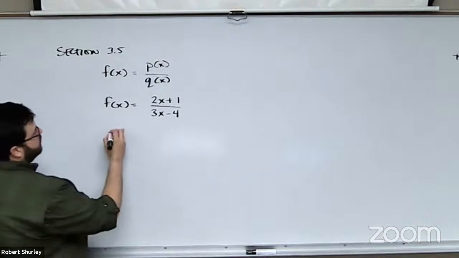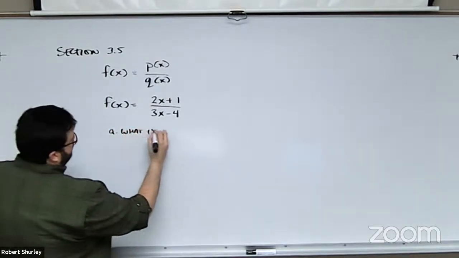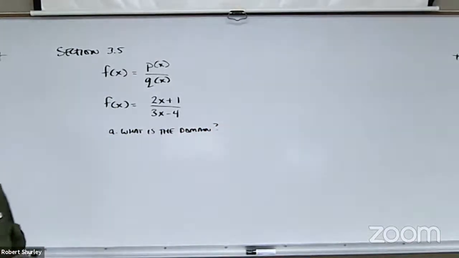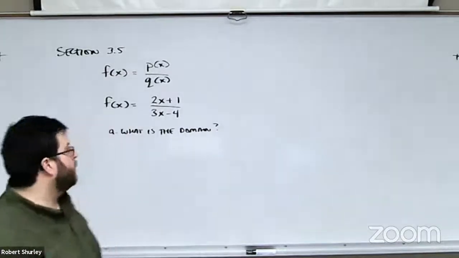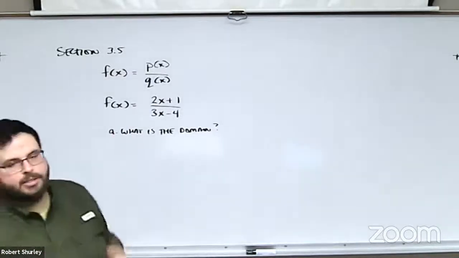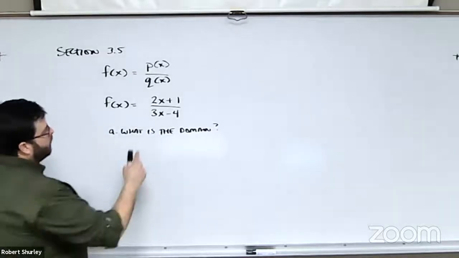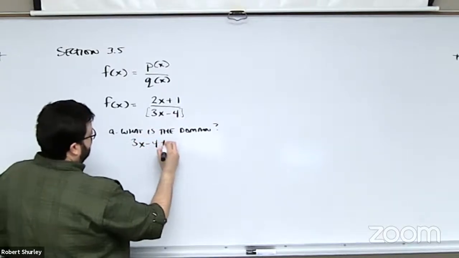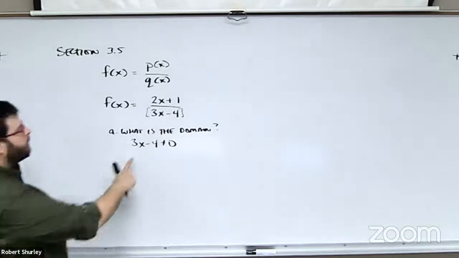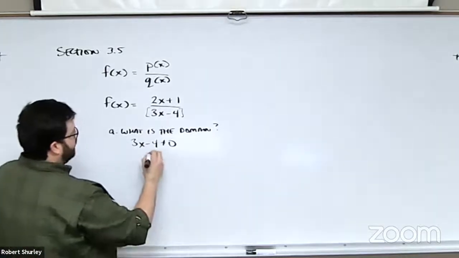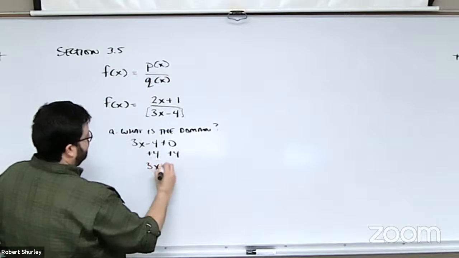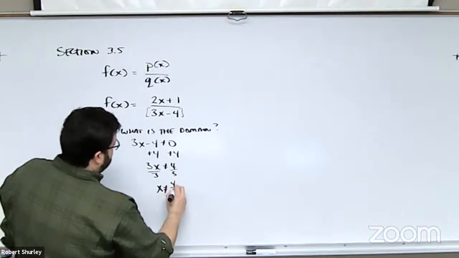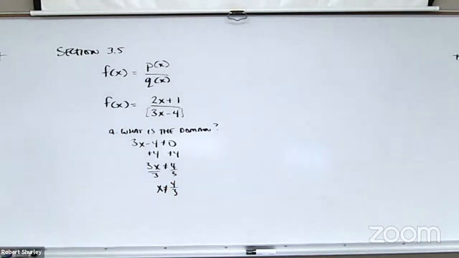And in that section, I asked you, what is the domain? What's the domain of this function? That's all we did in that section in 2.6. Actually, later on we went to other things, but one of the main concepts in 2.6 was the domain. So what is the domain? Well, we set this denominator equal to 0. We really say it can't equal 0. And then we solve for x. We add the 4 and divide by 3, and we found out that x cannot be 4/3.